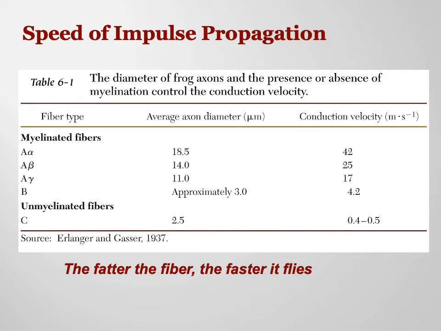Here you can see a chart. These are for frog axons, but here they actually show the B fibers. So you have A alpha, A beta, A delta, B, and then C. And you can see the relative speed of transmission. Just note that the bigger the fiber, the faster. So the fatter the fiber, the faster it flies. The fatter the fiber, the faster it flies. So big axons, big wide axons, fast. Small narrow axons, slow. Okay?